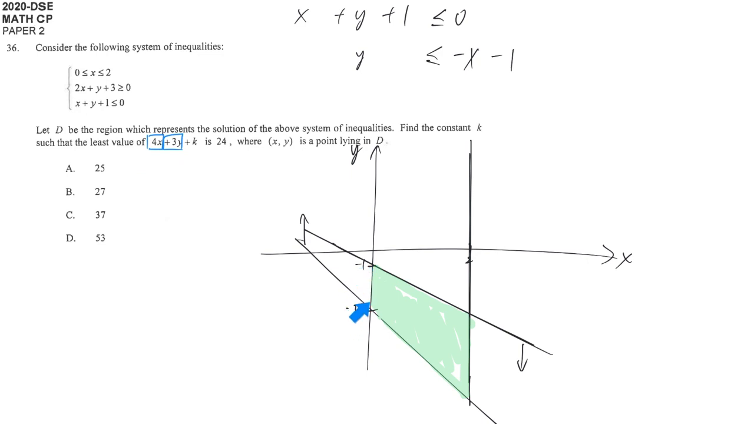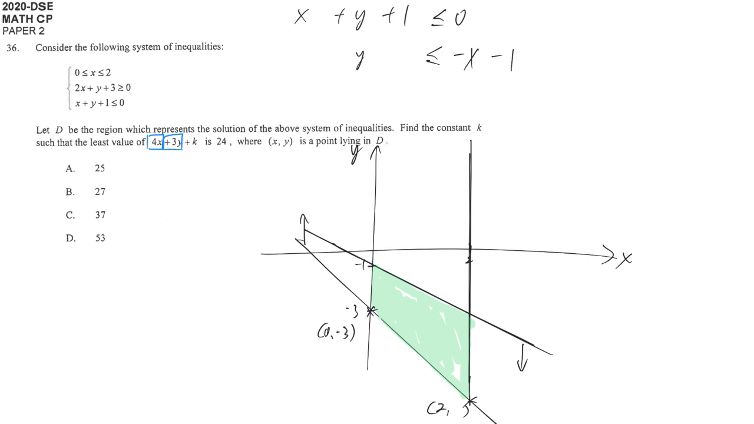So compare these 2 points. Of course, I will choose this point only, because with the same x, it gives us less y. For a similar reason, I may choose this point. Only 2 possibilities will give us the least value. The first one is (0, -3). The second one is this point.